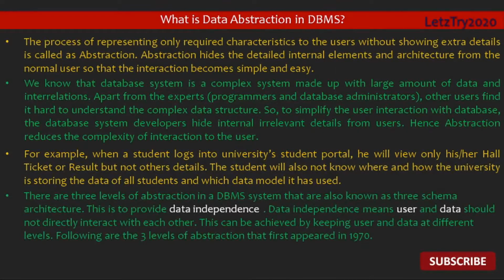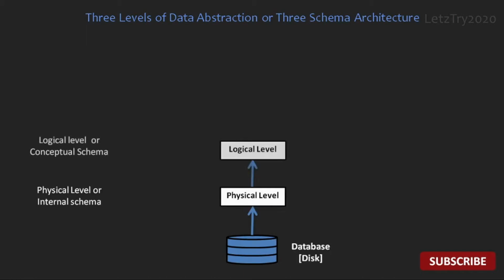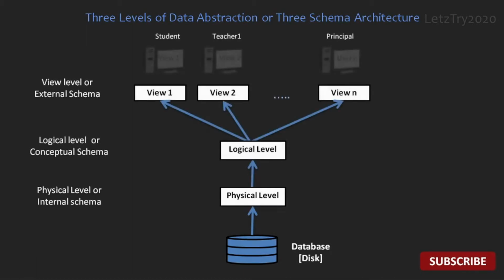There are 3 levels of abstraction in DBMS that are also known as 3-schema architecture. This is to provide data independence. Data independence means user and data should not directly interact with each other. This can be achieved by keeping user and data at different levels. Following are the 3 levels of abstraction that first appeared in 1970. First one, physical level, second one, logical level, and third one, view level. Before explaining, let us look at the diagram of 3 levels of abstraction or 3-schema architecture.